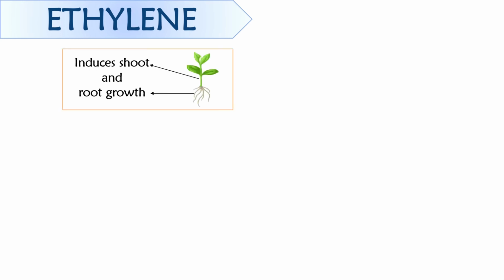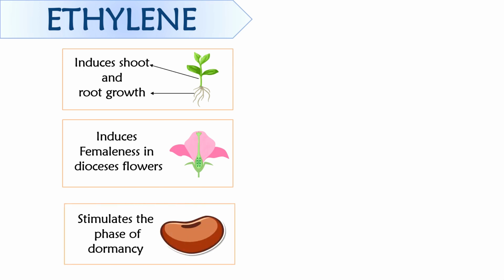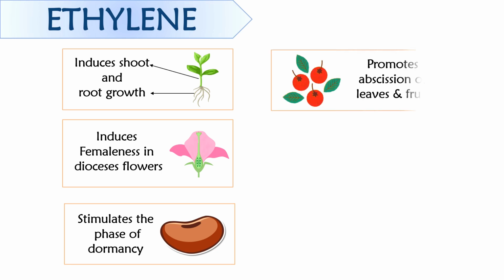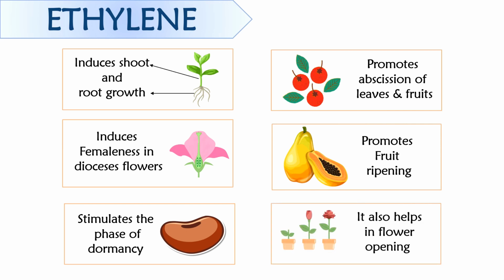Function of ethylene. Ethylene induces shoot and root growth. It also induces femaleness in dioecious flowers. Ethylene stimulates the phase of dormancy in seeds. Ethylene promotes abscission of leaves and fruits. It also promotes fruit ripening. Ethylene helps in flower opening.